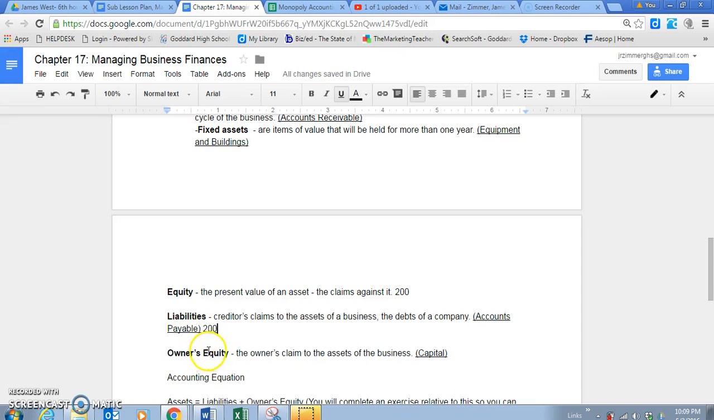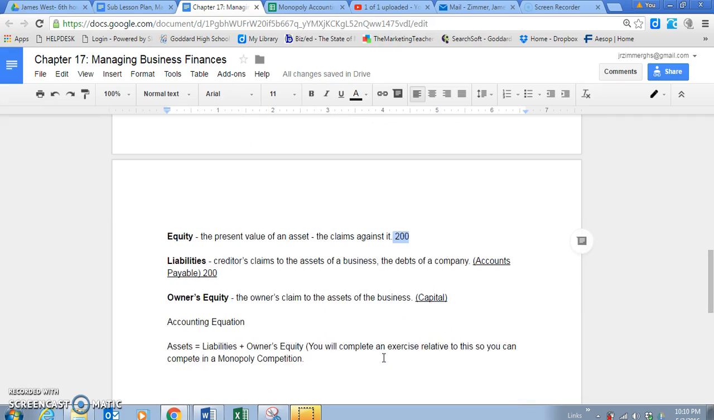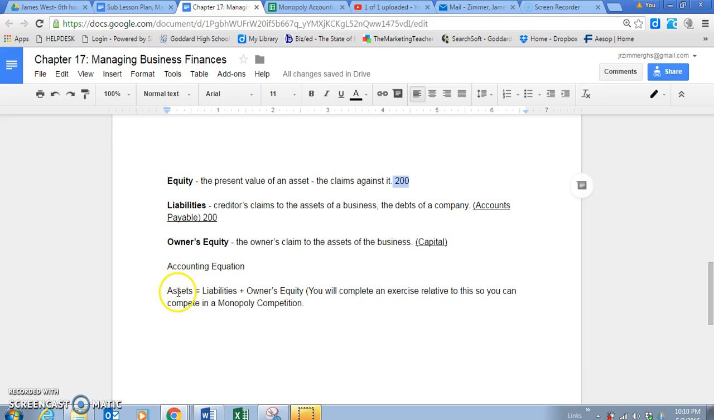The last thing down here is owner's equity, and this is the owner's claims to the assets of the business. So we talked about just equity here being the present value. Well, this is actually your equity of the asset. So our equity in that example I gave of Boardwalk would be $200, and then there would be a liability of $200. So let's go down here and look at what this all means. The big picture is the accounting equation.